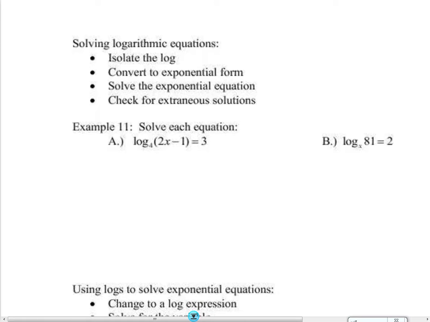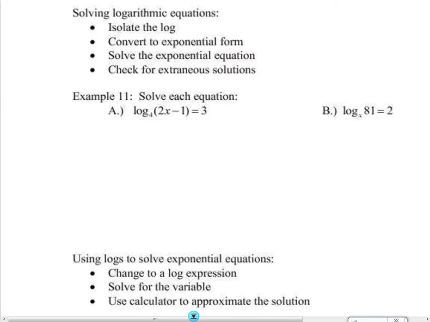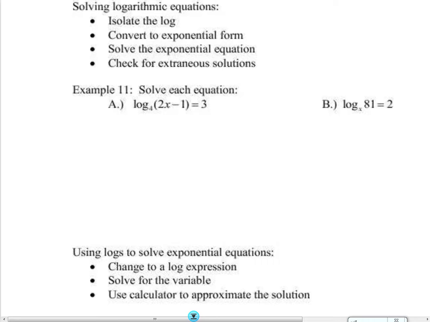So, solving this equation. The first thing I want to do is isolate the log. Is there only one log right now? Yes, right? We're not expanding or contracting logs yet, but if I could, I would need to do that. But right now, he's got 1 log. So if I want to turn this into exponent form, I would raise this to the 4th power, meaning 2x minus 1 would really be equal to 4 to the 3rd power.